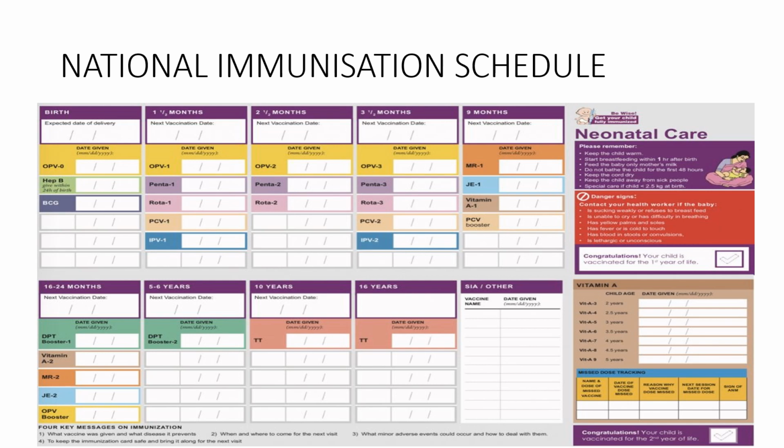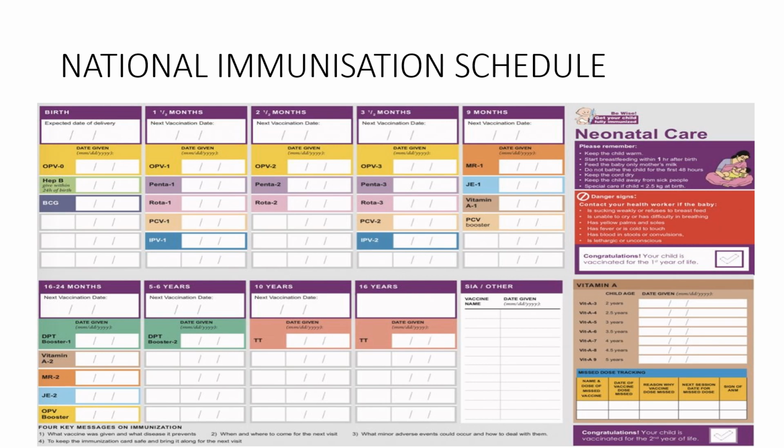Now, another important point which one can get from this mother and child protection card is the national immunization schedule. Well, as you all know, this is one of the most important things without which you shouldn't be going to the exam hall. You should have a thorough knowledge of this national immunization schedule. That is, at birth: OPV0, Hep B and BCG.